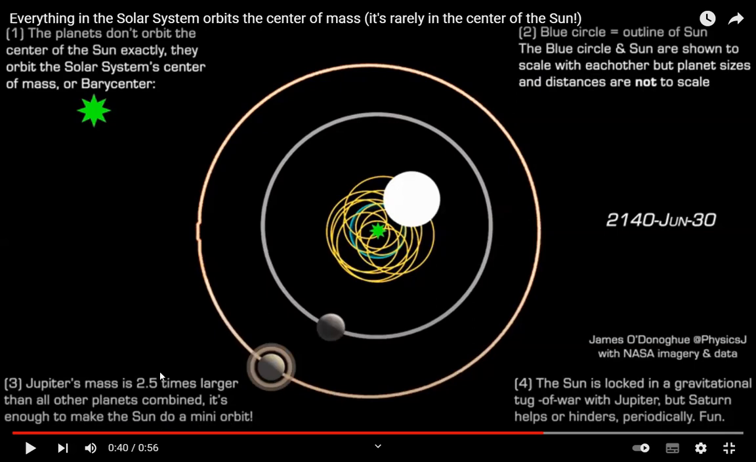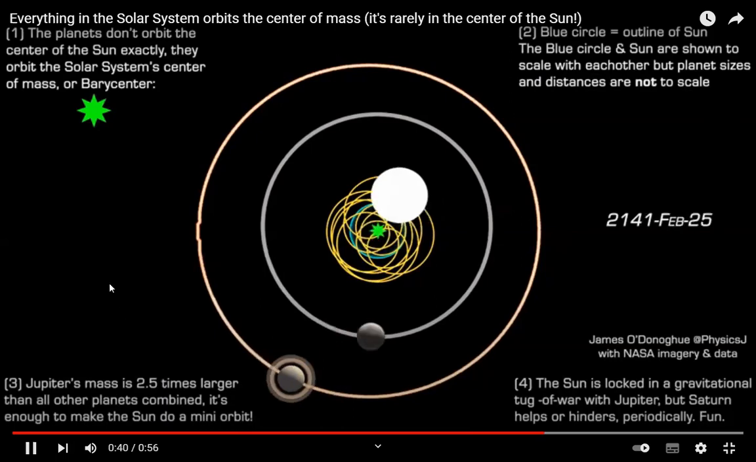So that's why if we consider Jupiter and the sun, where is the barycenter? Inside, I mean on the sun, or inside the sun, or outside the sun? Outside the sun. Outside, because Jupiter's mass is 318 times more than Earth's mass.